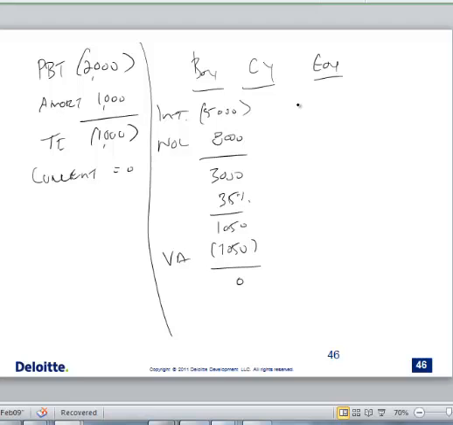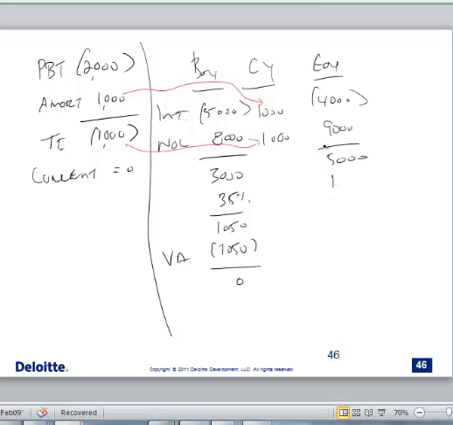So in the current year, my 1,000 of amortization means that this guy goes down by 1,000. So this is now 4,000. My NOL went up by 1,000 because I lost $1,000 on my tax return. That goes right there. So now my NOL is up to 9. I'm net 5.